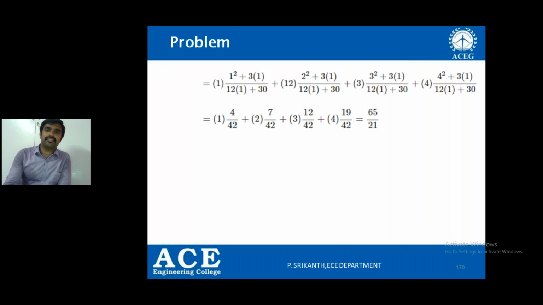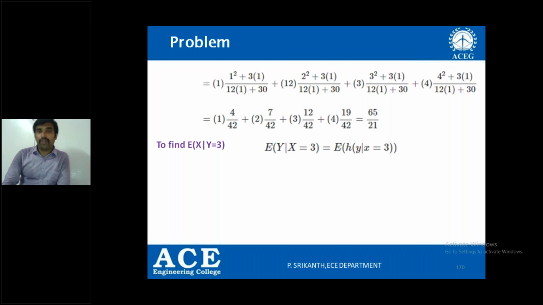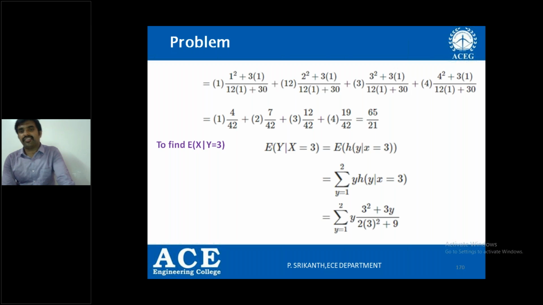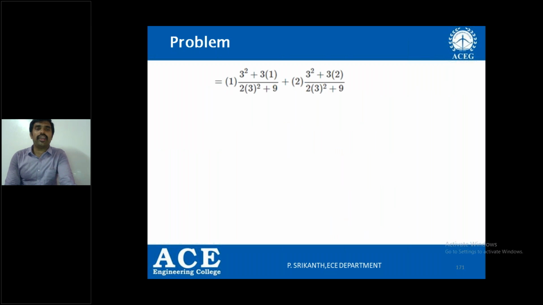The resultant is 65 by 21. And the next one is finding the expectation of x given y equal to 3. Same process, but here what is the formula? Expectation of h of y given x equal to 3. So now we need to substitute x equal to 3 in the function h of y given x, right? If I substitute it, I'm going to get 3 square plus 3y by 2 into 3 square plus 9. If I expand the summation, I'm going to get this value, and the value is 14 by 9.